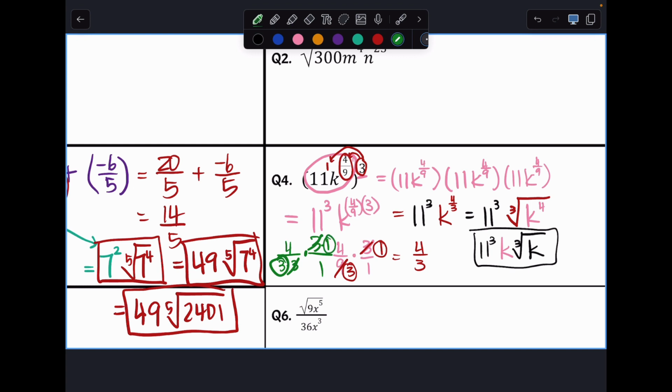Why are you looking at me like that? I did it too fast. Yeah? I did it too fast or it's confusing? Which one? I just factored it so you could see it better.